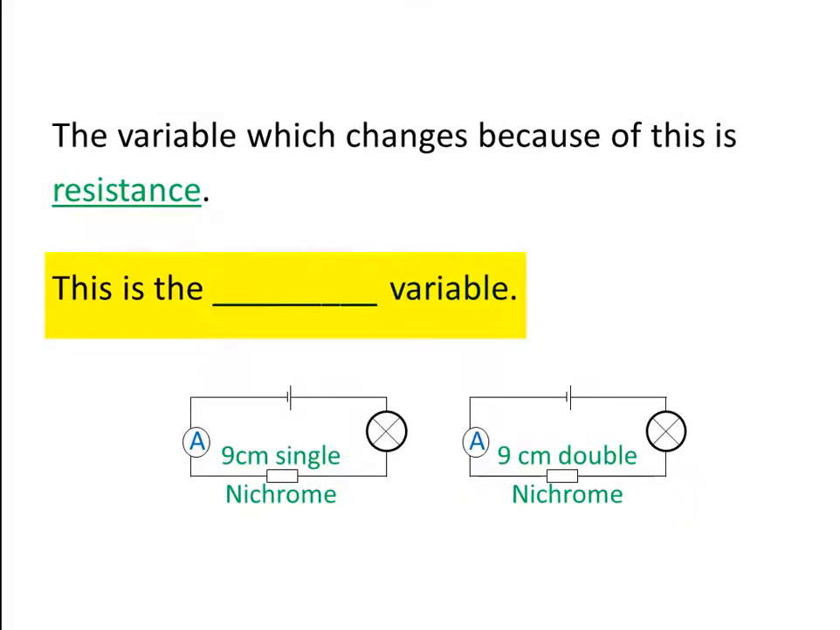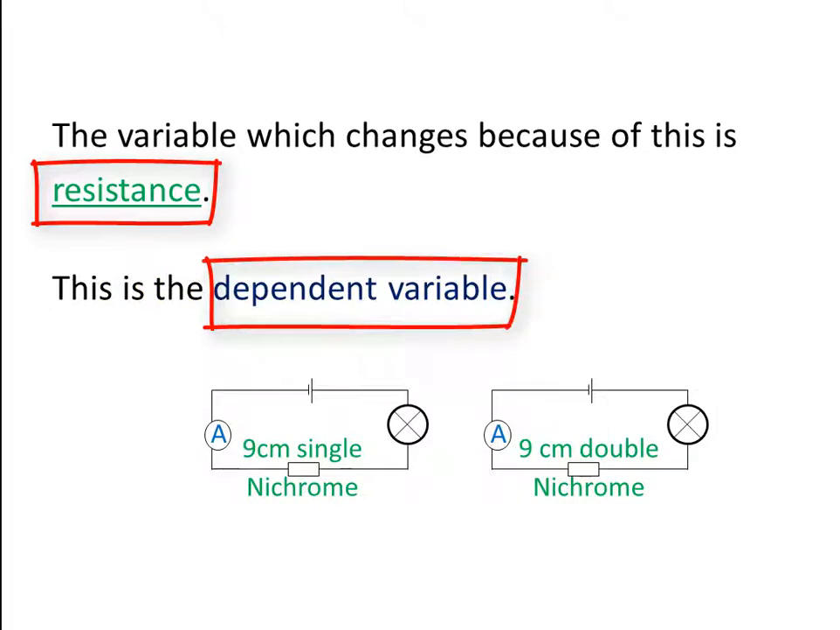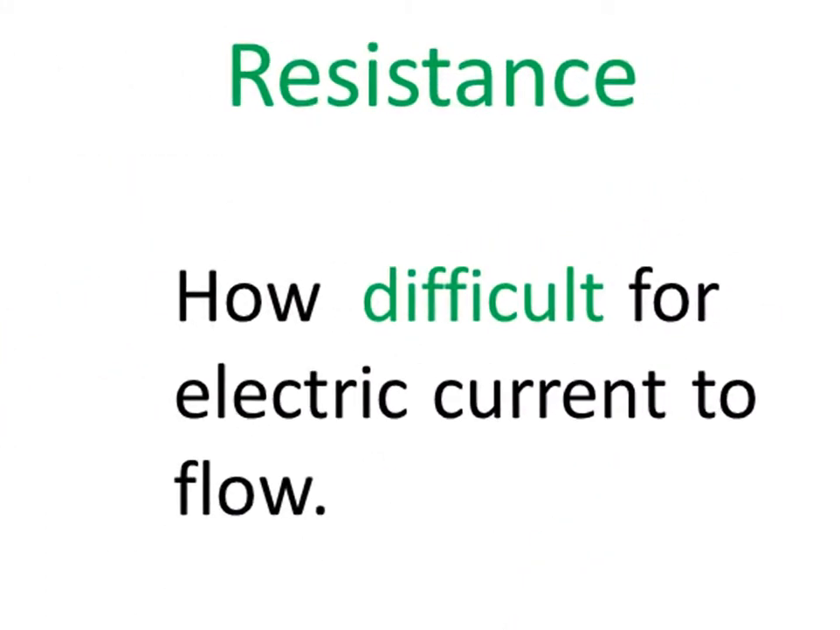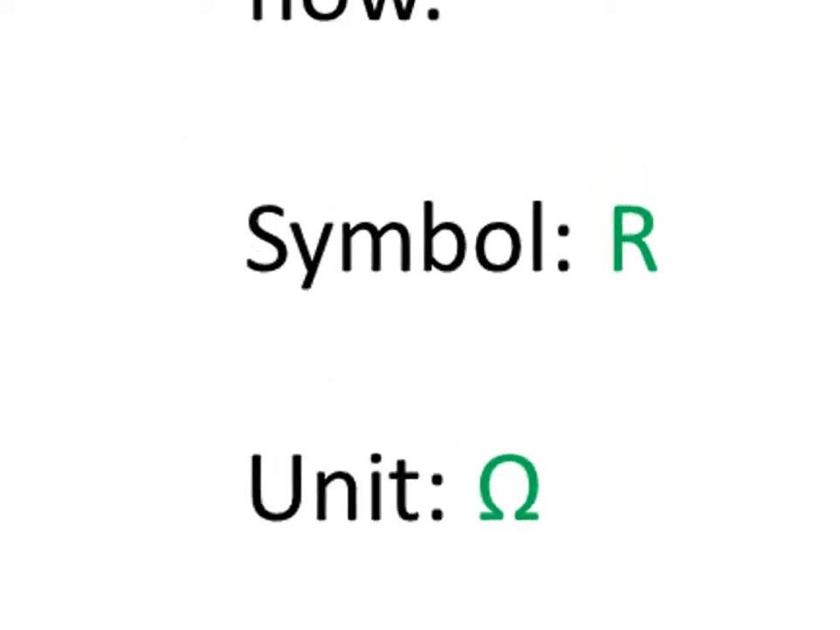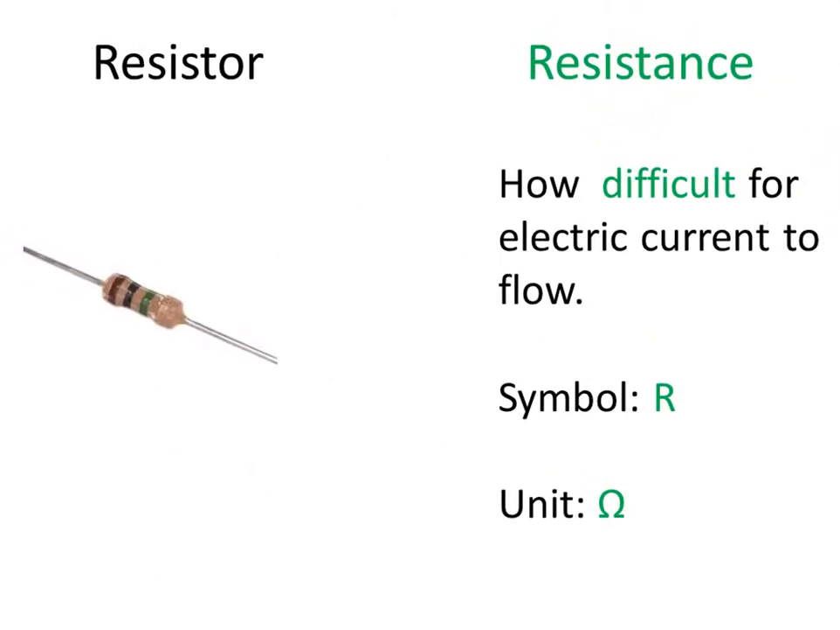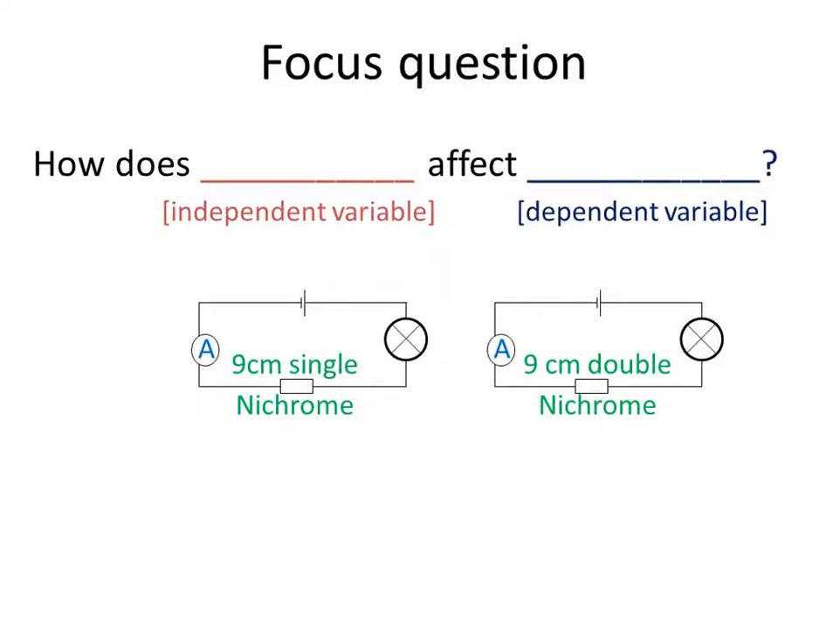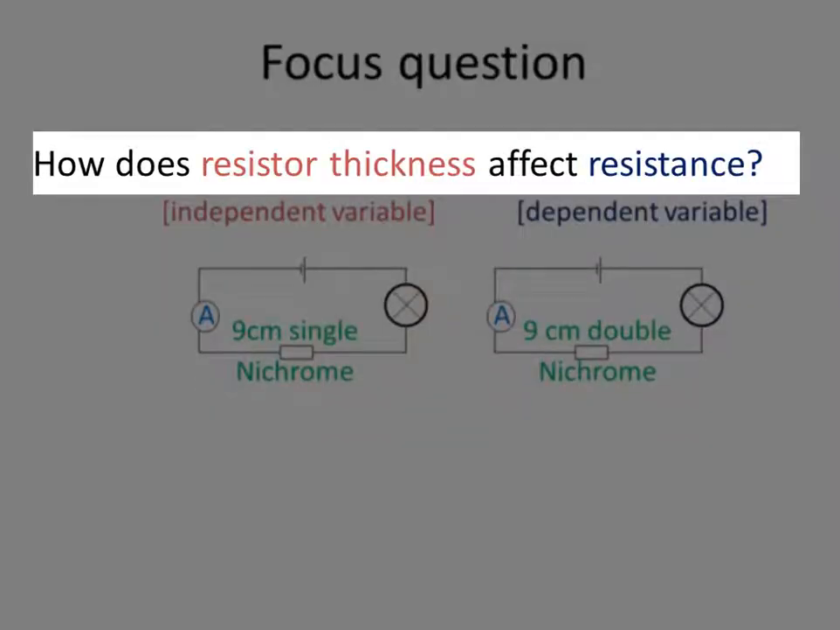So which variable is this? It's the outcome variable. What's the term for the outcome variable? Resistance is the dependent variable in this investigation. Remember that resistance means how difficult it is for electric current to flow. Its symbol is R and its unit is ohms. Resistors have resistance. So what is our focus question? Put the independent variable on this line and the dependent variable on that line. How does resistor thickness affect resistance?